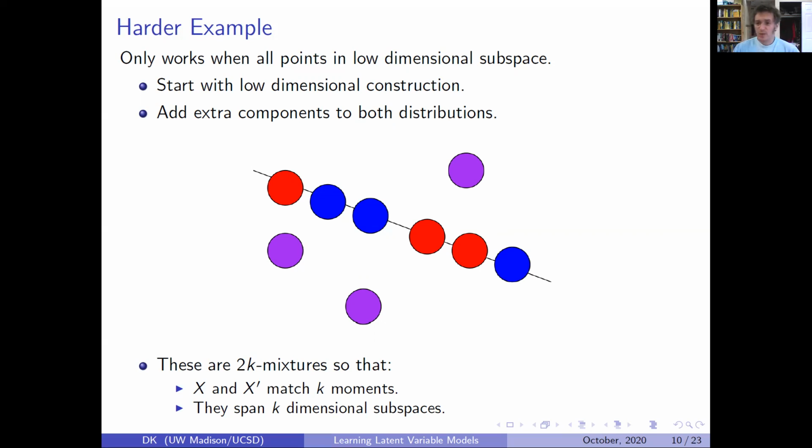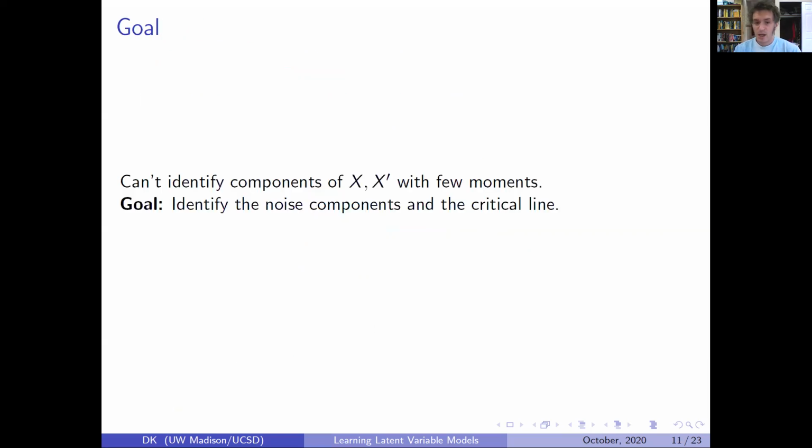So the question that we now have to ask ourselves is, how can we deal with an example that looks like this? The point is that we can't exactly identify x and x prime with a few moments, but we couldn't do that even when they all lie on the line. So maybe what we can expect to do here is identify all of these noisy components that were added just to increase the dimension. And then after we've identified those, we can identify this critical line that passes through all the other means.